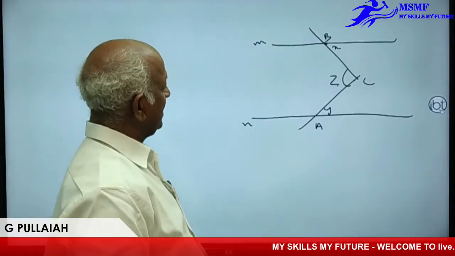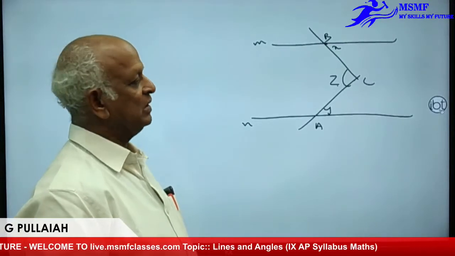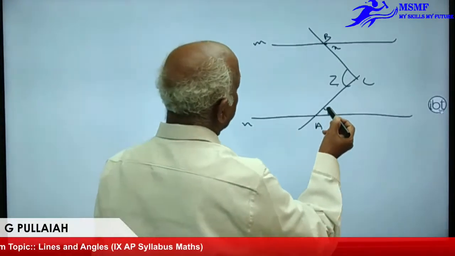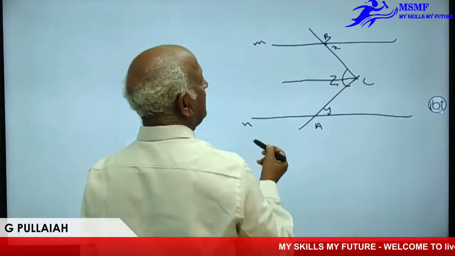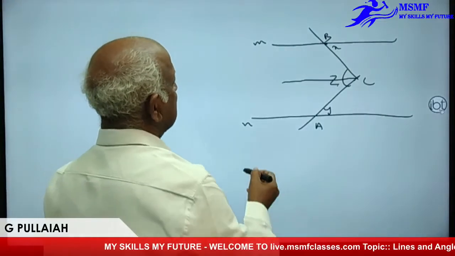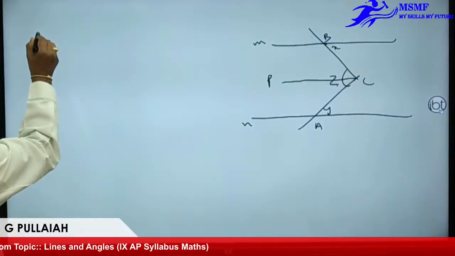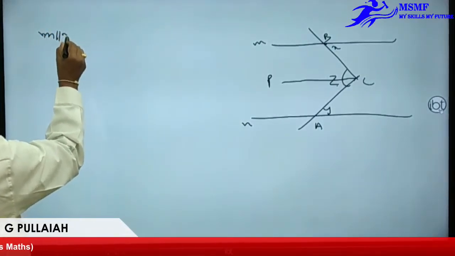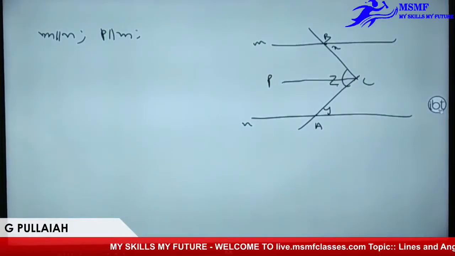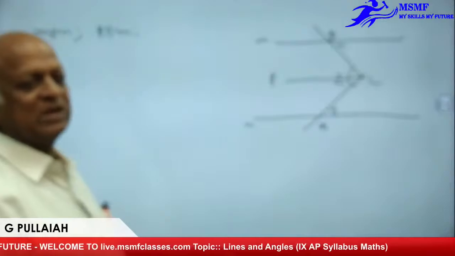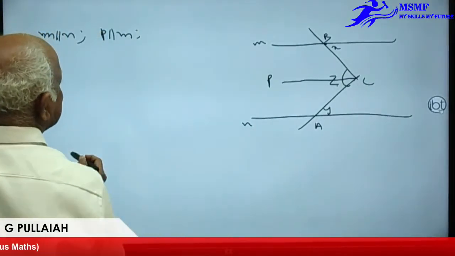So here the question is M is parallel to N. Now find angle Z. To find angle Z, let us draw a line through C parallel to M. So this is P. It is given that M is parallel to N, and we have drawn that P is parallel to M. If P is parallel to M, here BC is the transversal.